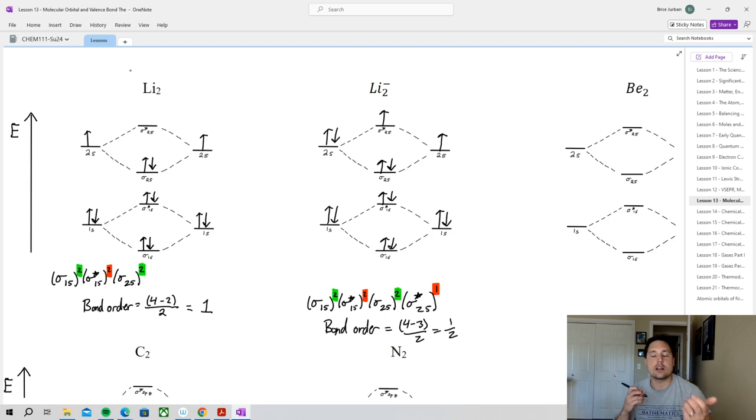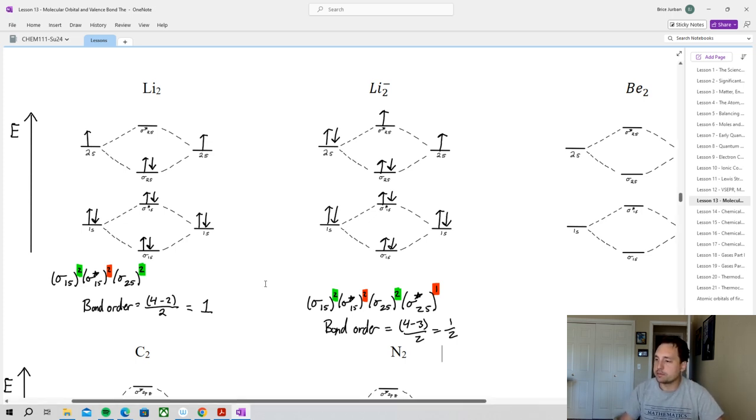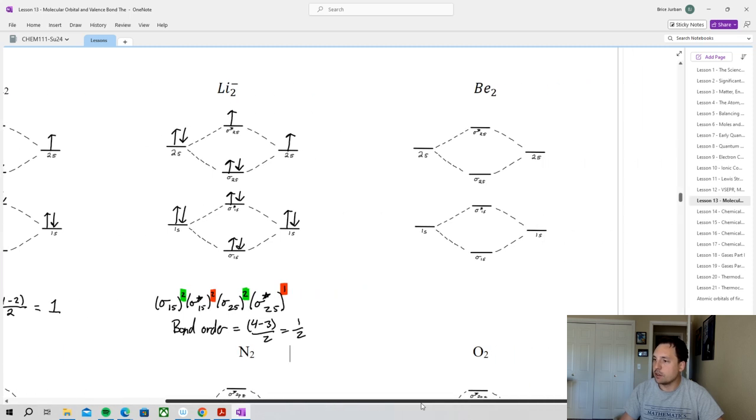So by adding one extra electron, we end up destabilizing this molecule. We could also look at the lithium plus molecular ion, which would also decrease the bond order by 1/2, because it would be removing an electron from a stabilizing bonding orbital. You can practice that one.